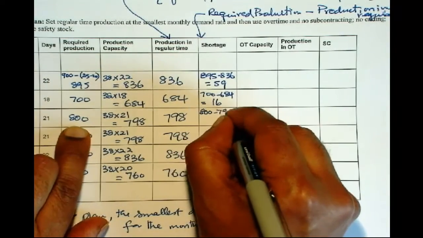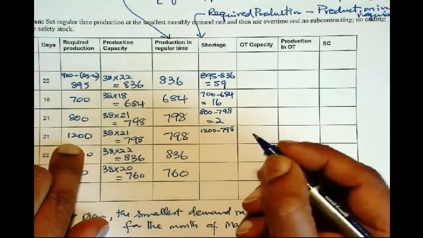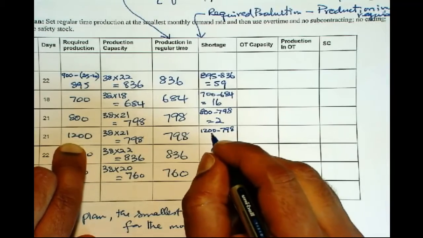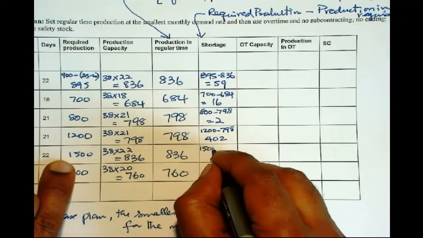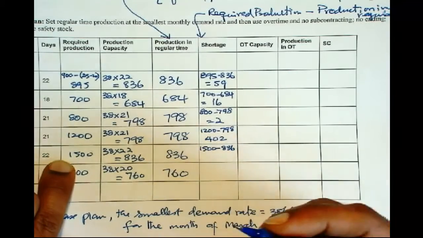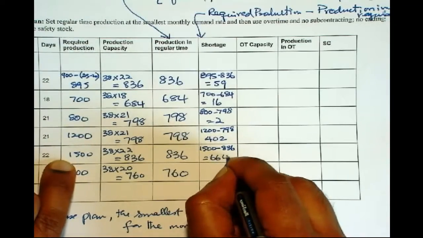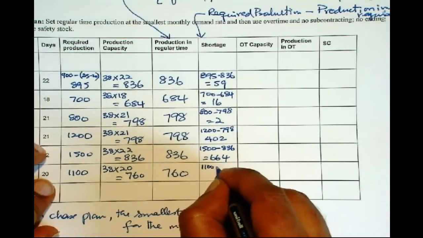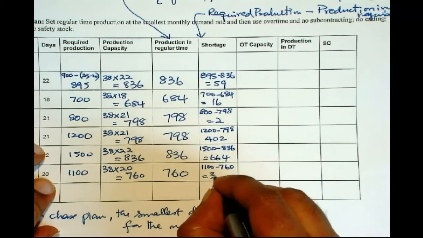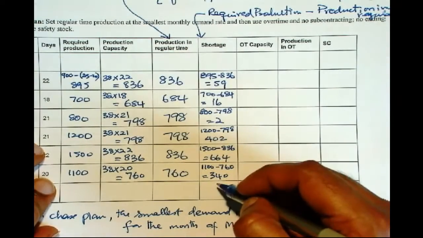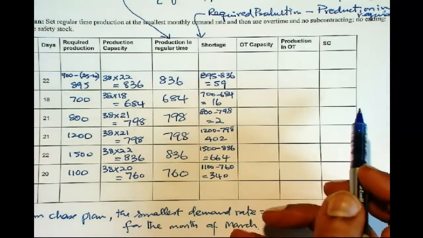800 minus 798 is 2. 1200 minus 798 is 402. Then 1500 minus 836 is 664. 1100 minus 760 is 340. So these are the shortages. We have to make these shortages up using overtime first and then subcontract.